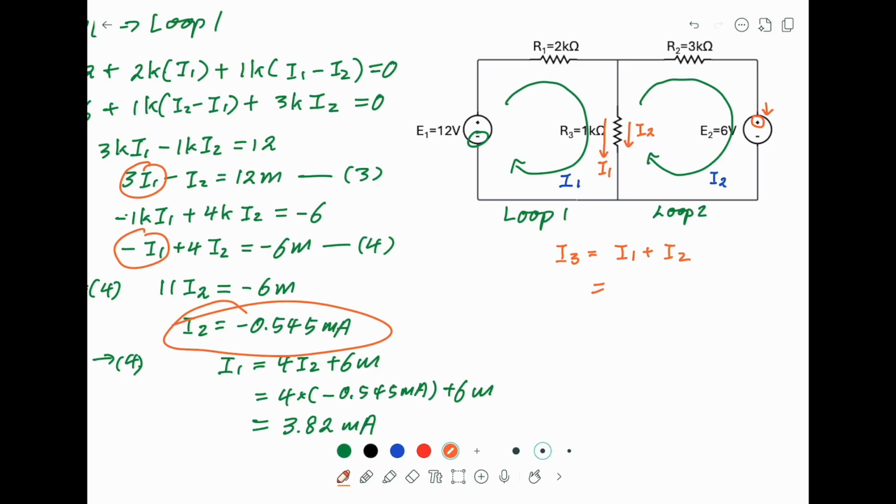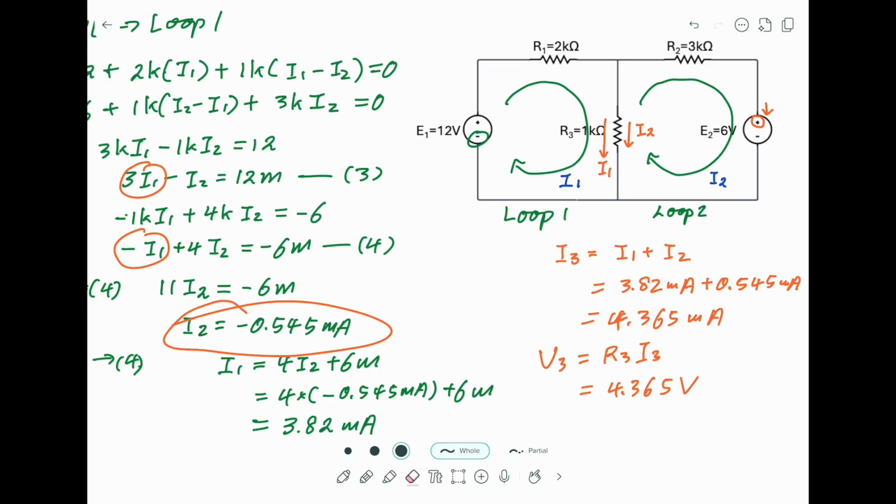So this one will become 3.82 mA plus 0.545 mA. You got 4.365 milliamp. And again, the voltage V3 across R3 will be R3 times I3, and you will get 4.365 volt. So you can see, even though we reverse the I2, eventually we'll find I2 is a negative value.